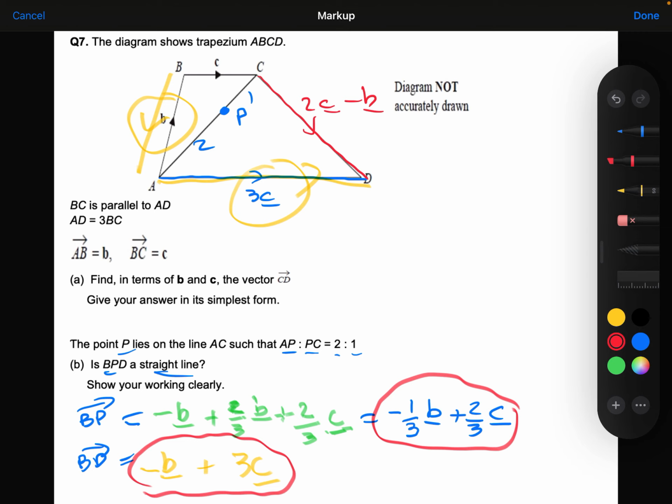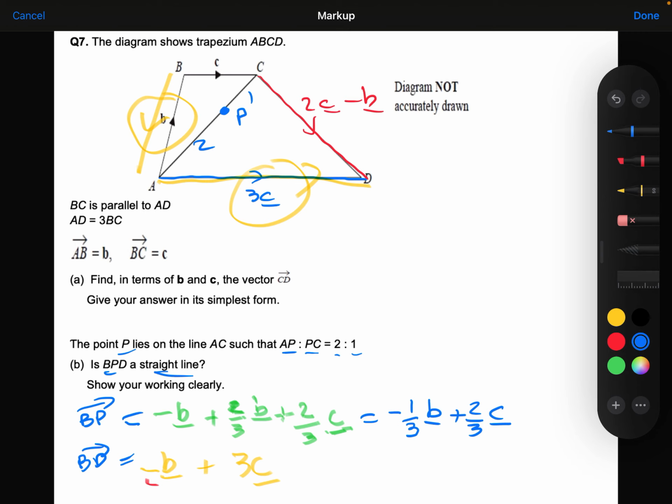Are they parallel? Let's compare them carefully. Let's look at the b parts of these vectors first. I've got a minus b here, and I've got a minus 1/3 b here. So this is 1/3 of this. Does that work with the c components? Is this 1/3 of this? No, it's not. 1/3 of 3c would be 1c, not 2/3 c. So these vectors are not parallel.